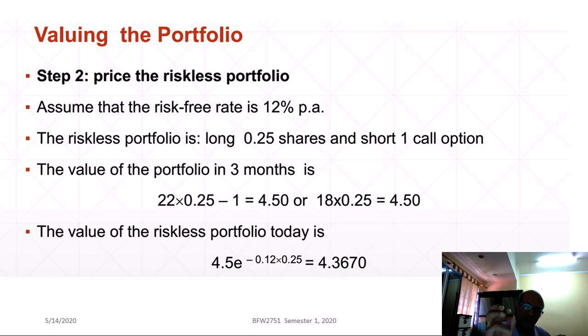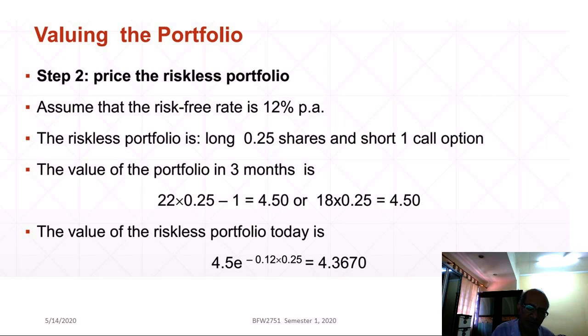Now we plug in the delta value into the equation. That's step 2. Price the riskless portfolio. Assuming that the risk-free rate is given as 12% per annum for 1 year, and you are talking about 3 months. Well, let us see the timing there. The T is going to be 0.25. The riskless portfolio is to long the delta shares, that is 0.25 shares.